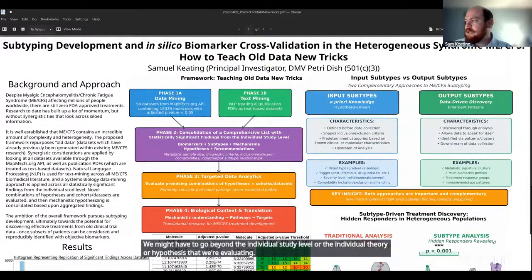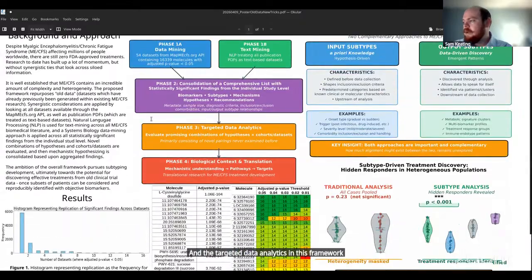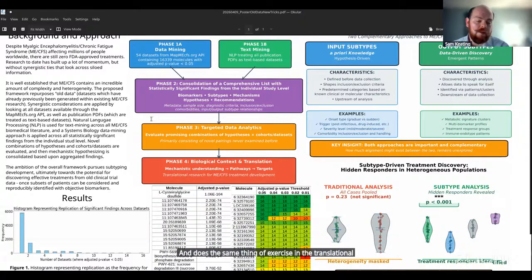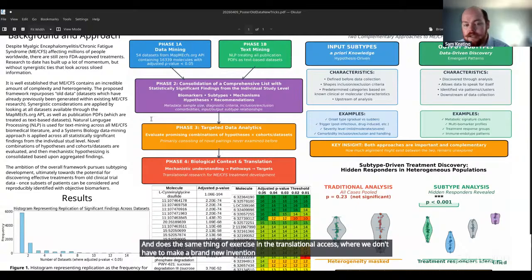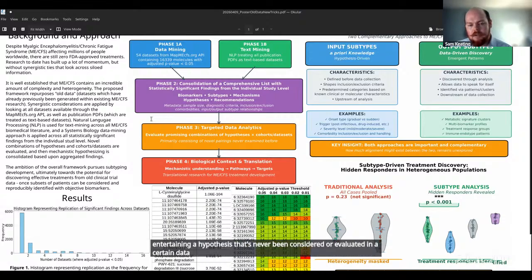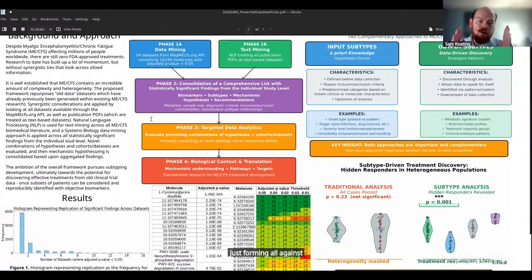And the targeted data analytics in this framework, phase 3 here, basically takes all of the hypotheses and the biomarkers and subtests and mechanisms and recommendations that can influence and shape hypotheses, and does the same thing of exercising the translational axis, where we don't have to make a brand new invention, discovery, or even form a new hypothesis. Just combining novel combinations of entertaining a hypothesis that's never been considered or evaluated in a certain data set or cohort. Just forming all-against-all combinations, all the hypotheses, all the data sets or cohorts. It might be exhaustively difficult to evaluate all against all.